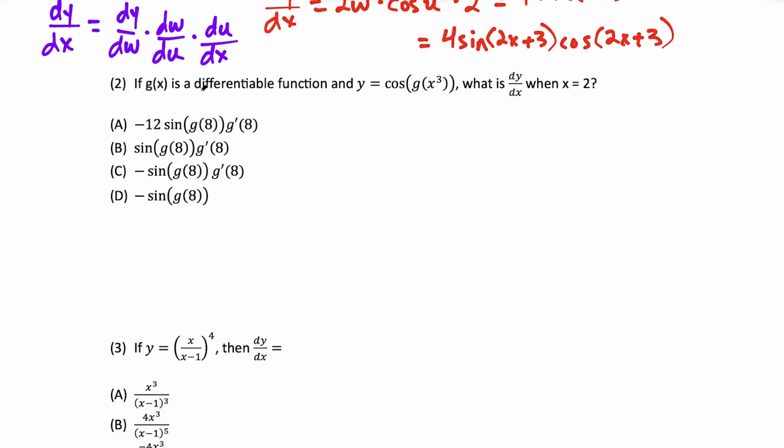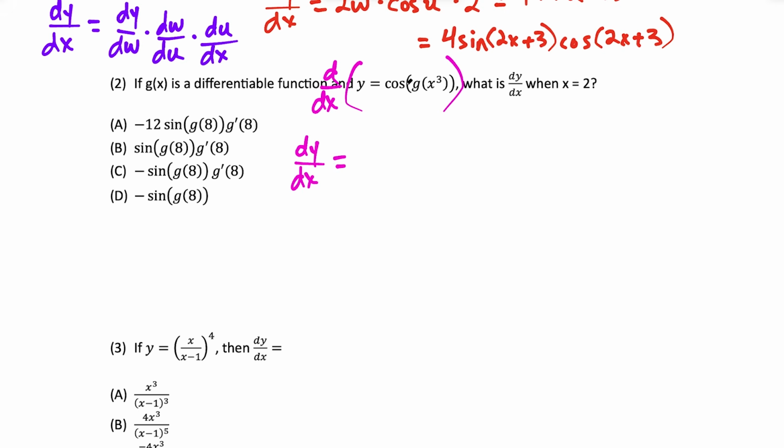Question 2, we have g of x is a differentiable function and y equals cosine of g of x to the third. And we want to know what is dy/dx when x equals 2. So for this question here, we're just going to take the derivative with respect to x on both sides of this equation. And on the left side, that's going to give us dy/dx. And on the right side here, we have to use the chain rule.